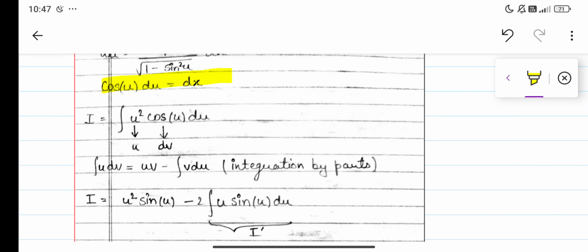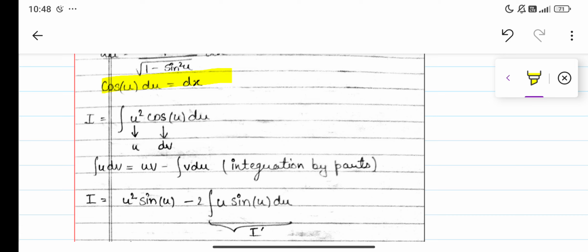So now writing our integral in terms of u, we get I is equal to integral u square cos u du. Now here we have two different functions, one is an algebraic function and the other is a trigonometric function. So we can use integration by parts to solve this, right? So I take u square as my first function. Now here you may get confused that I'm stating u square as u. So u is just a representation of the function, right?